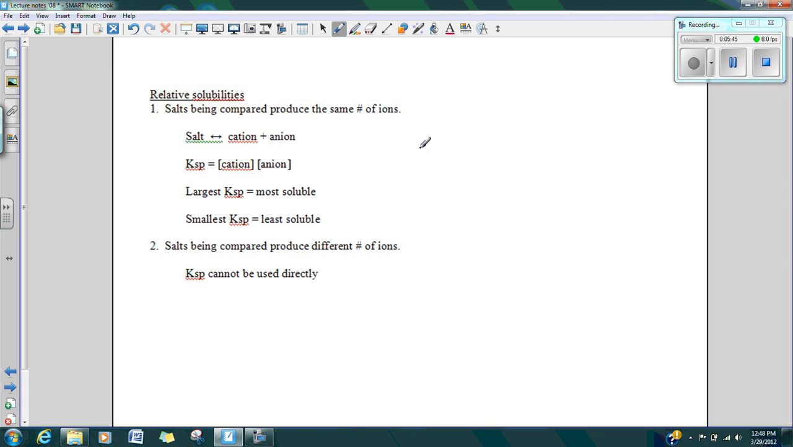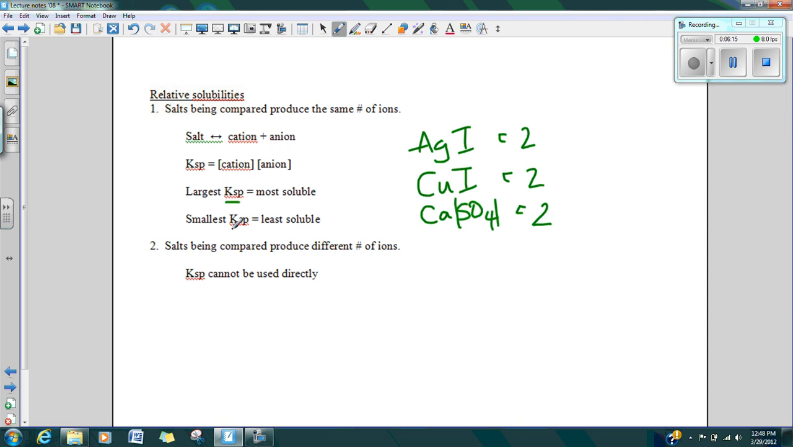And what this means is if I take a look at silver iodide, copper iodide, and calcium sulfate, it doesn't matter what I'm looking at, as long as all of these are producing 2 ions. I have 1 silver, 1 iodide, so 2 ions. I have 1 copper, 1 iodide, 2 ions again. I have 1 calcium, 1 sulfate, 2 ions. When this happens, then I can compare their Ksp values. I can say which one is the least soluble or which one is the most soluble.